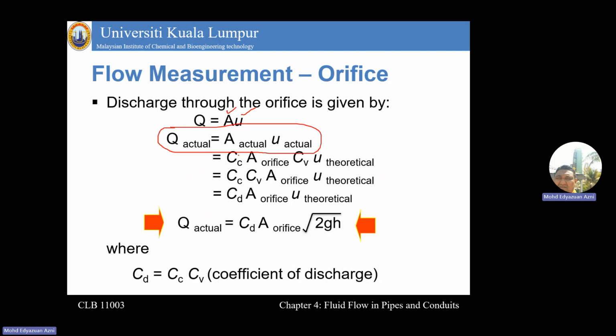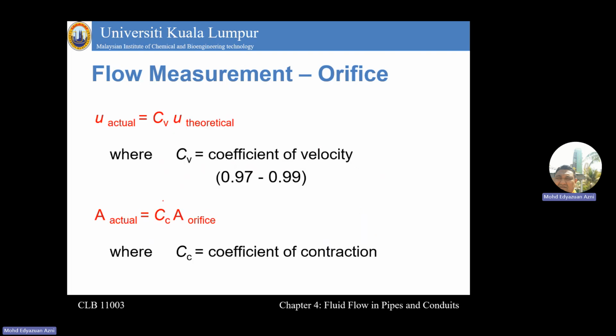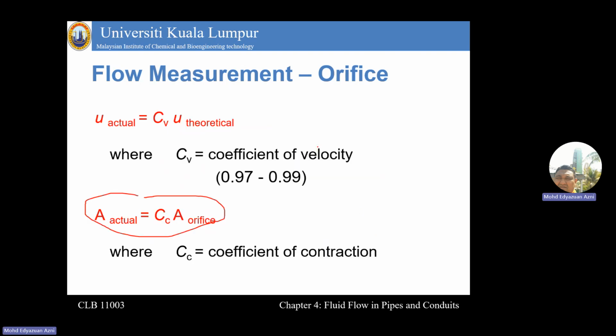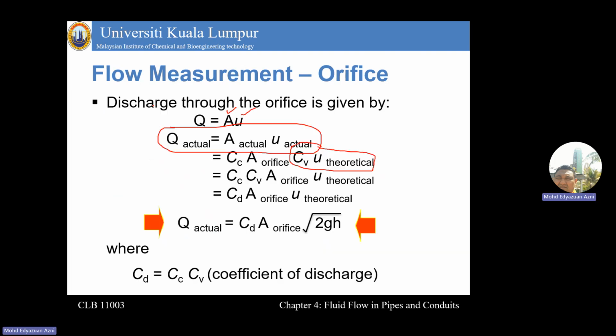For the actual formula, Q actual equals A actual times U actual. We know that A actual equals CC times A orifice, as before, and then we multiply with U actual, which equals CV times U theoretical. So at the end, we get CC times CV times A orifice times U theoretical equal to Q actual.